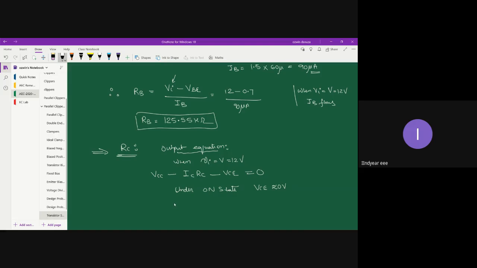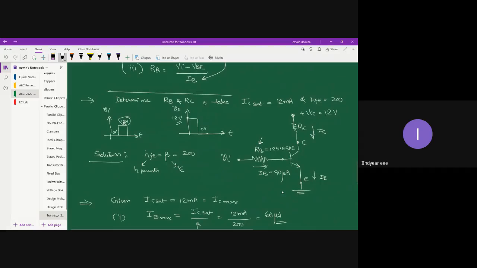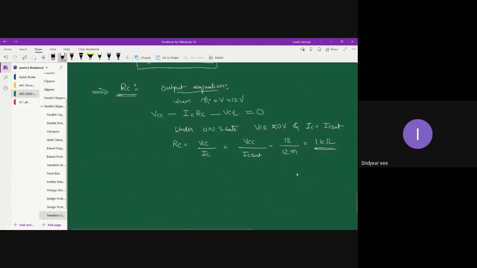Hence, you can write RC is equal to VCC divided by IC, that is VCC divided by IC saturation. IC is equal to IC saturation for on operation of the device. So that's 12 divided by 12 milli, which gives you 1 kilo ohm. So your RC value is going to be 1 kilo ohm. That concludes your design problem. Is it okay? Did you understand?